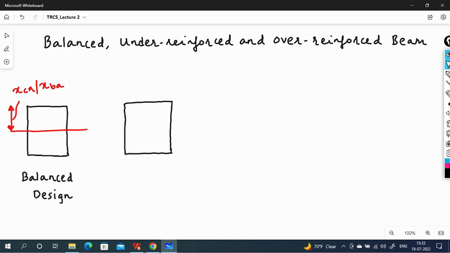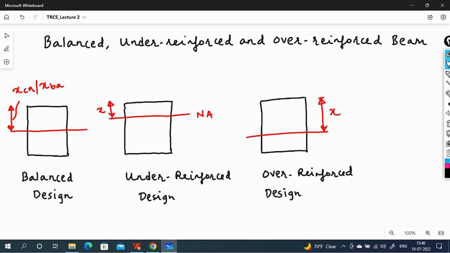So these are the comparisons. In case of balanced design, it is called x balance, X CR. So you see, we have to identify the type of design, whether the design is under reinforced design or over reinforced design. We can do that by comparing X with X balance. If X is less than X balance, then the design is under reinforced design. If X is more than X balance, then the design is over reinforced design.